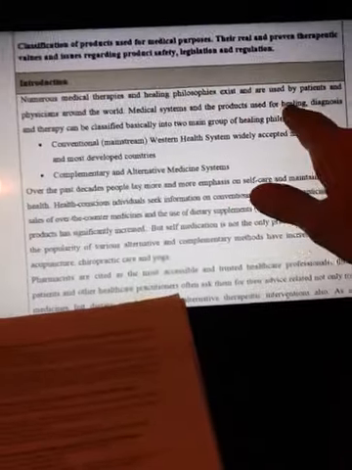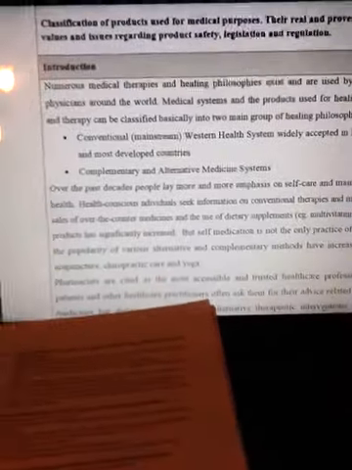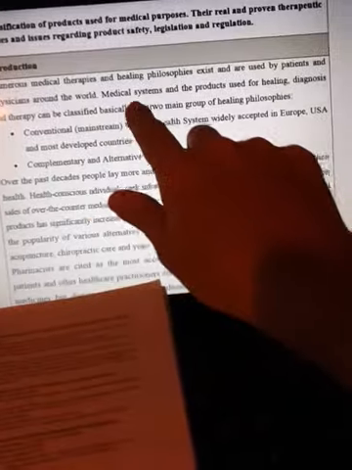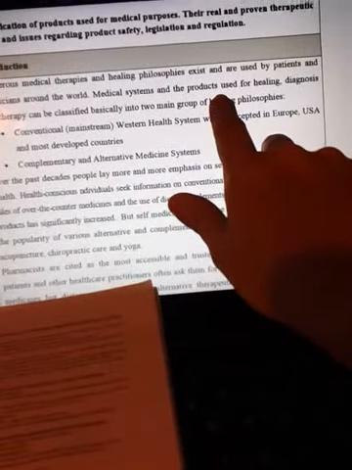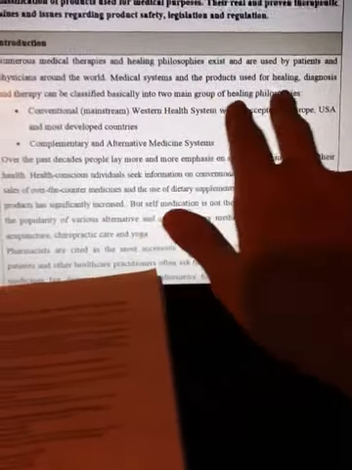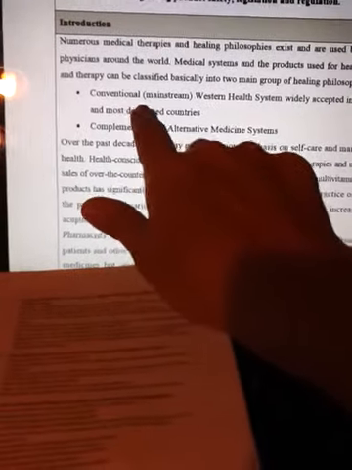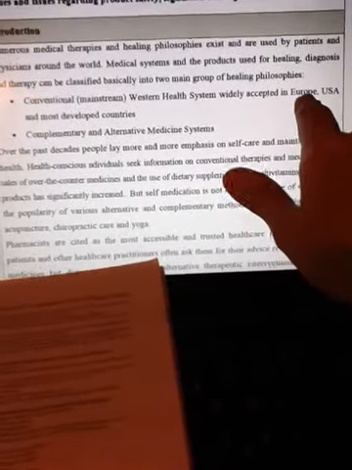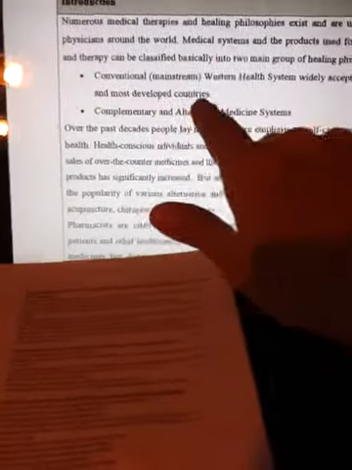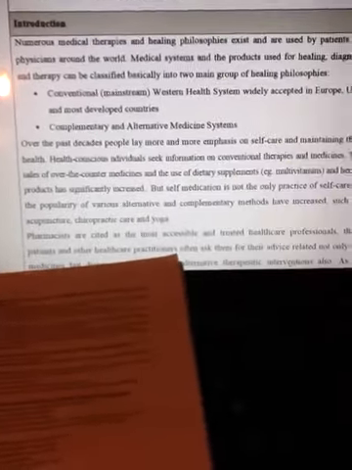Numerous medical therapies and healing philosophy exist and are used by patients and physicians around the world. Medical systems and the products used for healing, diagnosis, and therapy can be classified basically in two main groups of healing philosophy: conventional and complementary alternative. Conventional, or old, or mainstream Western health system, is widely accepted in Europe, USA and most developed countries. So conventional, our routine, is the mainstream and Western health.